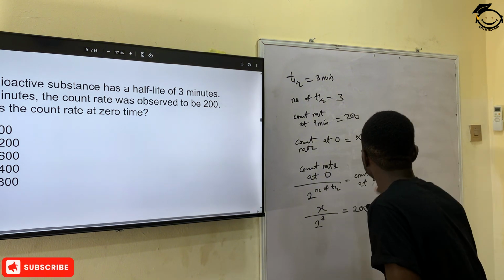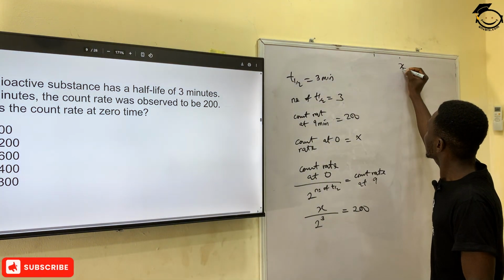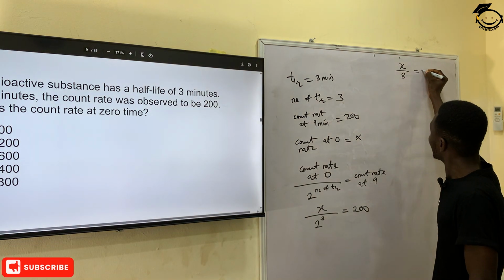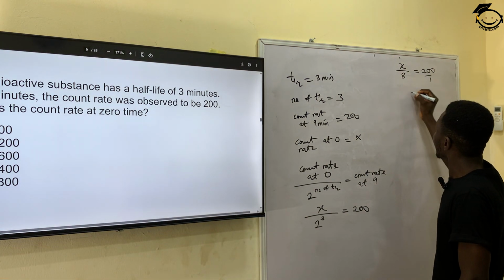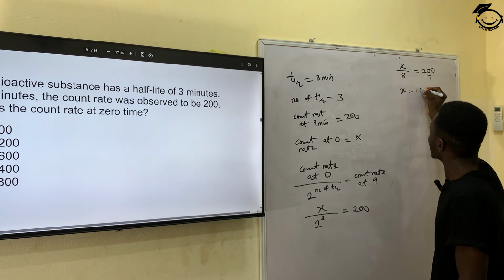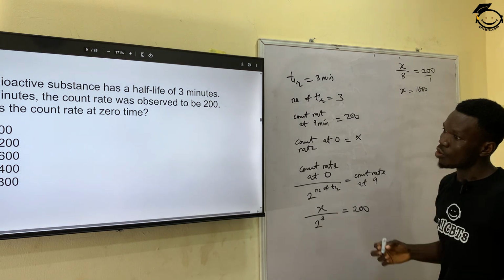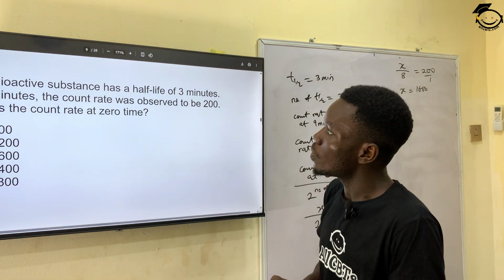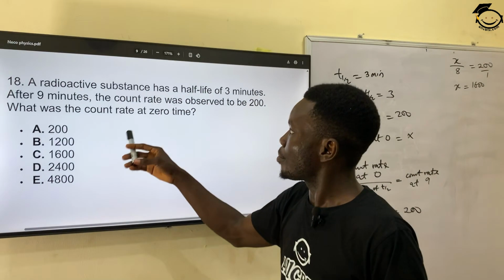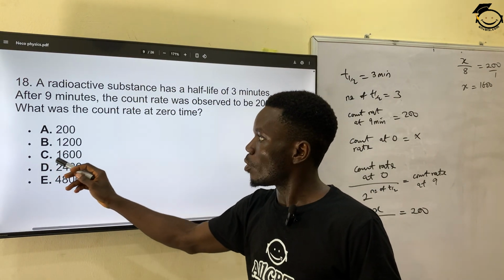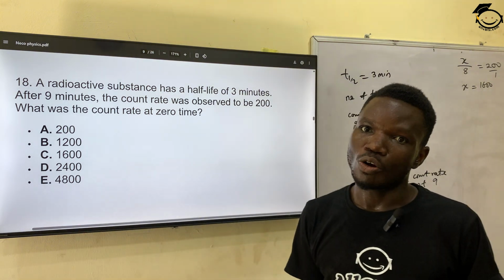So that will give me x over 8 will be equals to 200 over 1. If I cross multiply, it means that my x is 1600. So at zero time, my count rate is 1600, which is option C.